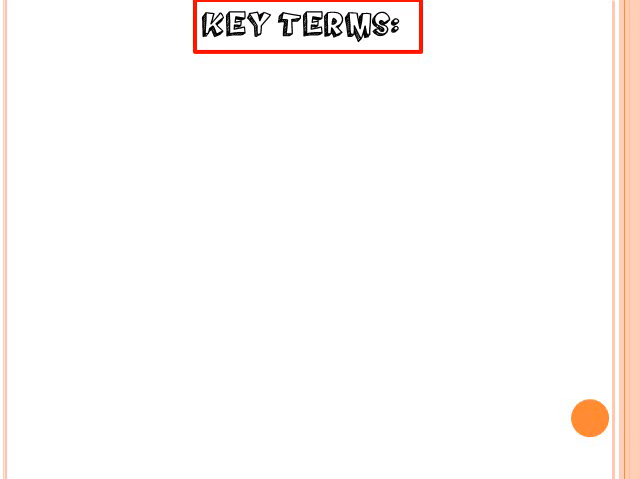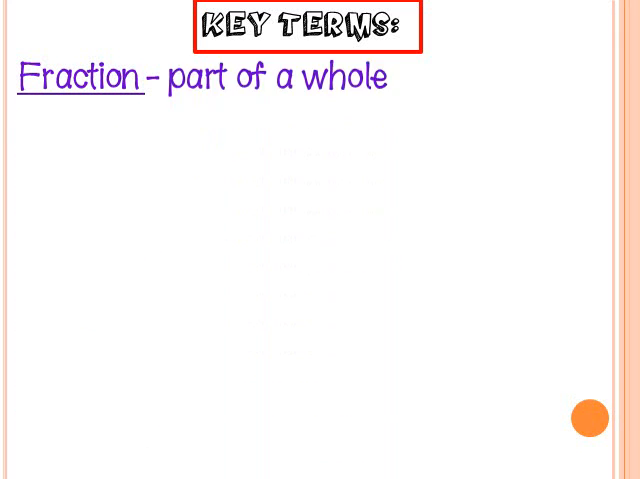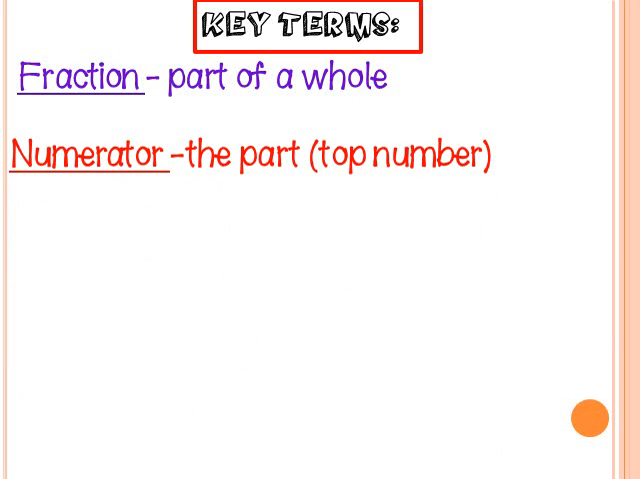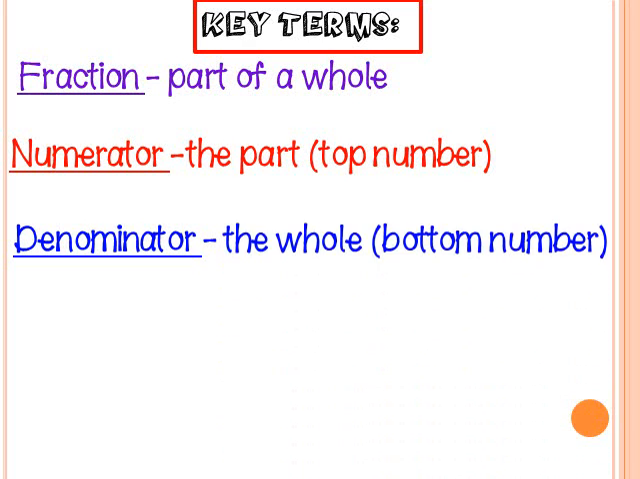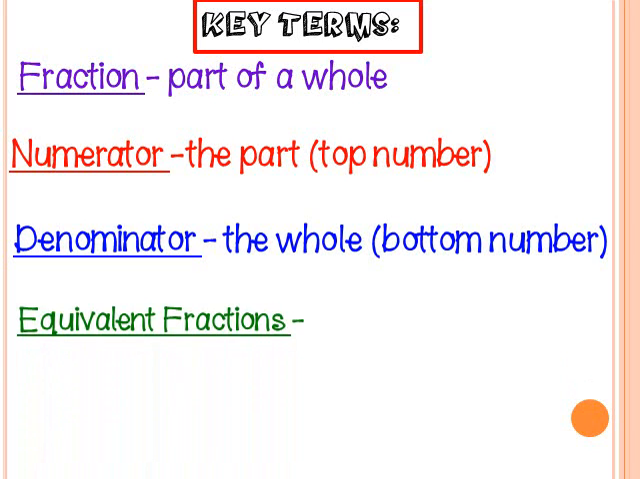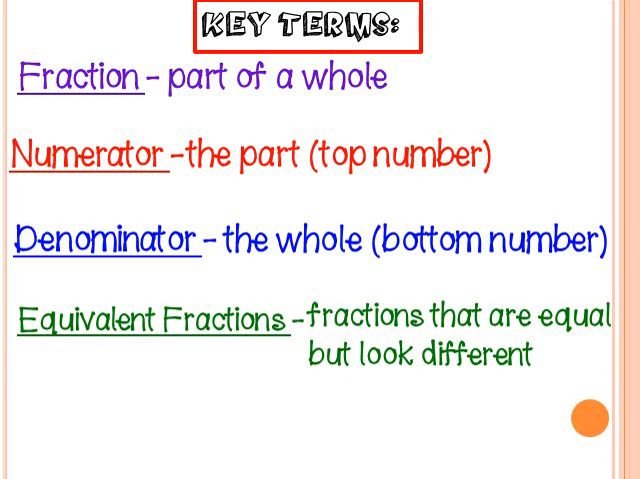Let's review some key terms. Fraction. A fraction is part of a whole. The numerator is the part, which represents the top number of your fraction. The denominator is the whole, which represents the bottom number of your fraction. Equivalent fractions are fractions that are equal but look different.